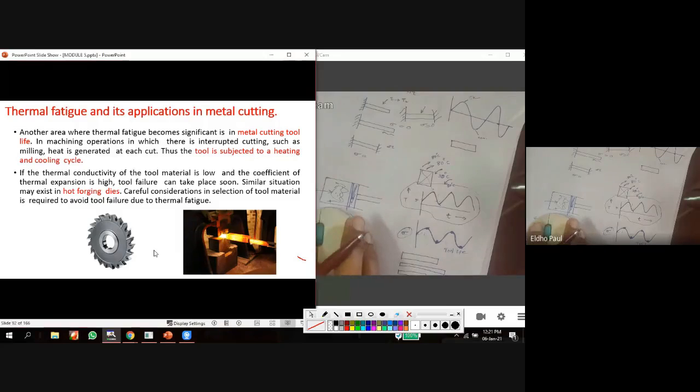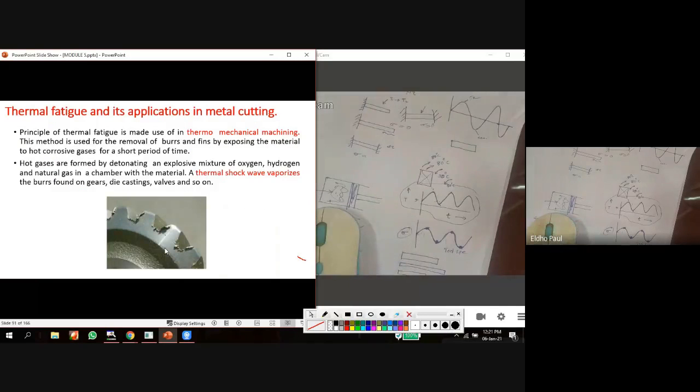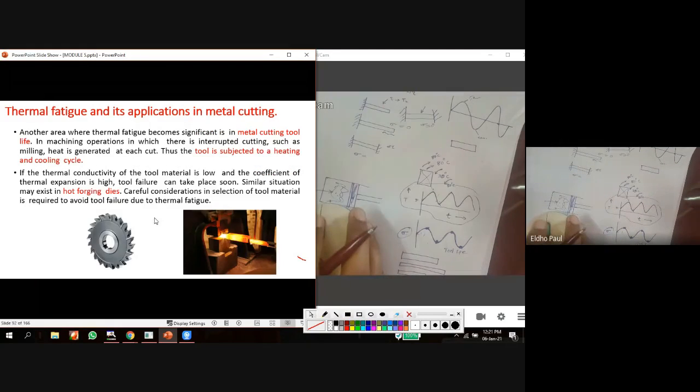Any doubt? Any doubt in this? Milling cutter or any type of tool and forging dies.